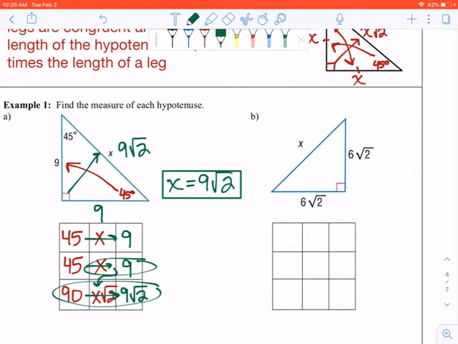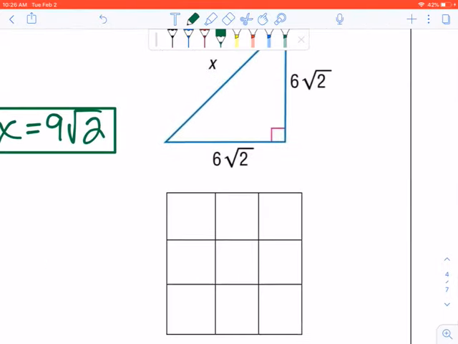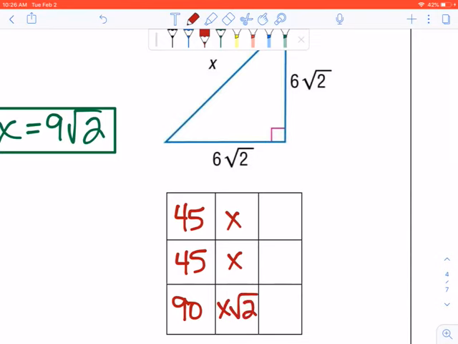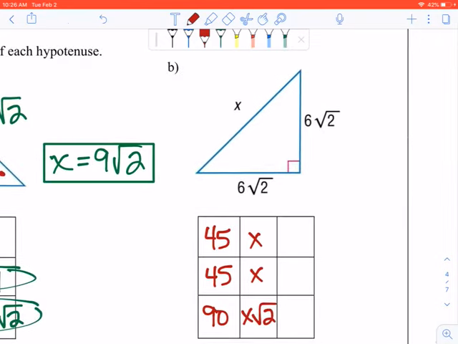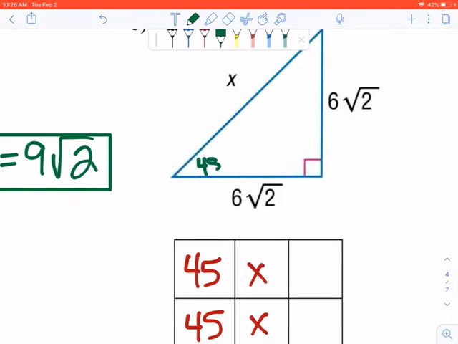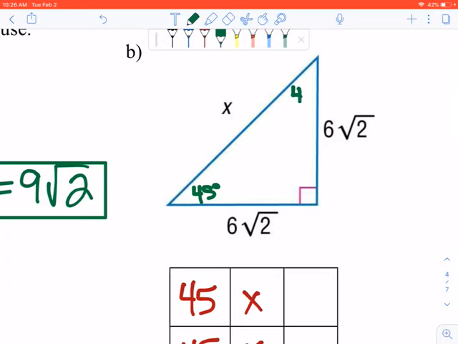So let's try another one. I'm going to fill out my table the same way again. So 45, 45, 90, x, x, x root 2. Now you'll see these have some root 2's in the picture, but we still use the same process. Look for our angles. These are both 45.